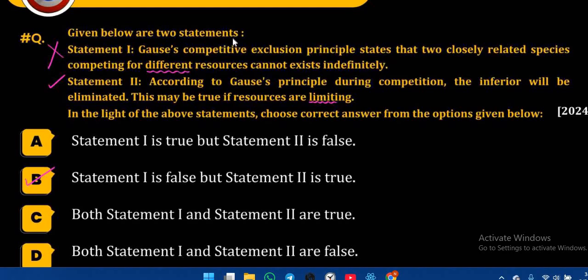Next question, given below are two statements. Statement first. Gause's competitive exclusion principle states that two closely related species competing for a different resource cannot exist indefinitely. Statement second. According to the Gause principle, during the competition the inferior will be eliminated. This may be true by resource limiting. In light of the above statements, choose the correct option from the options below. This is a 2024 question. So first statement is false and second statement is true. Option B is correct.